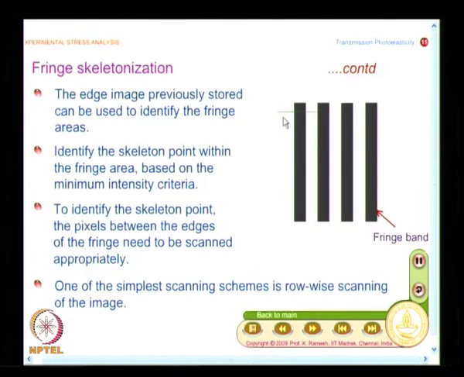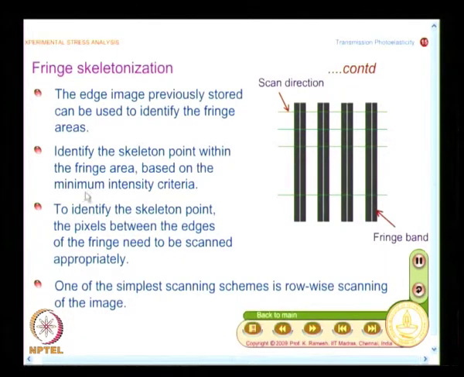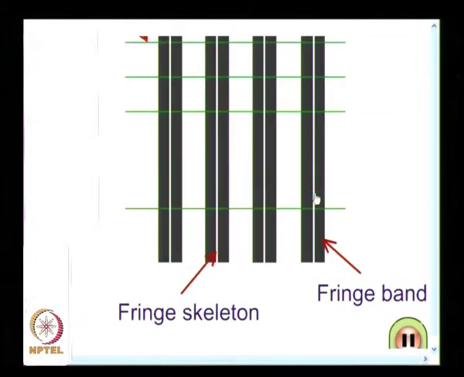So, here we scan it row wise, that is what is illustrated here, and when I do the scanning like this, between the edges of the fringe, I identify the skeleton point having minimum intensity. That is determined, and I have nicely determined the fringe skeleton. This scanning was simple enough to do because the fringes are vertical.